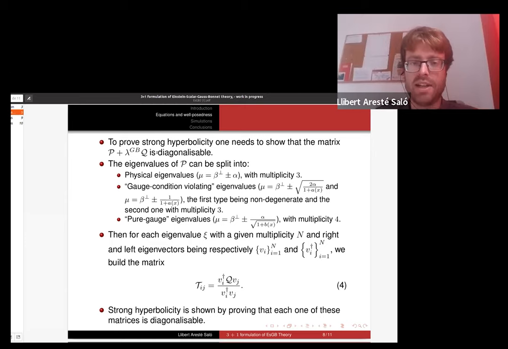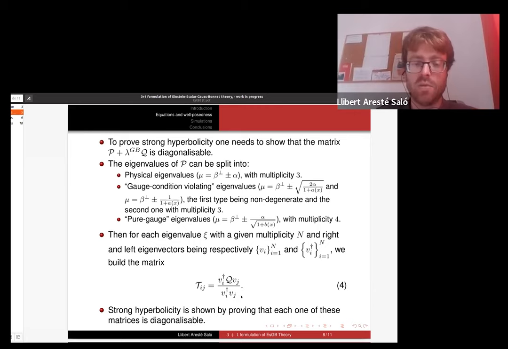are well known. We have three sectors. On the one hand, the physical eigenvalues, then the gauge condition violating ones, and then the pure gauge. So we see that here, if the modified harmonic gauge functions A and B were zero, then we would have some added degeneracy that we are avoiding here. So once we have these eigenvalues, for each eigenvalue with a certain multiplicity, we compute this matrix with the perturbed matrix Q. And if one can prove that every one of these matrices is diagonalizable, then we are done.